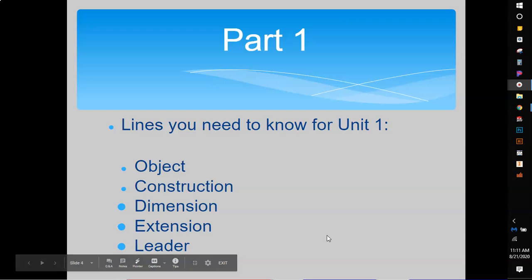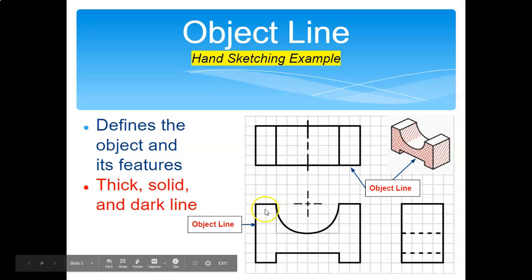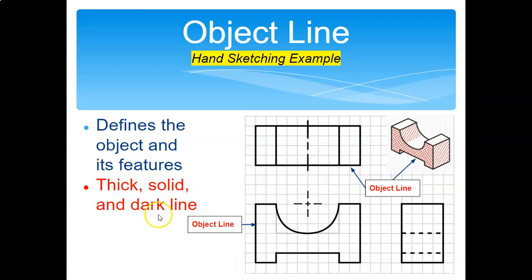So in part 1, I'm going to be covering object lines, construction lines, dimension lines, extension lines, and leader lines. That may sound like a lot of different types of lines, but they're very straightforward. So object lines, these define the object. Like I said, straightforward. They are thick, solid, dark lines.